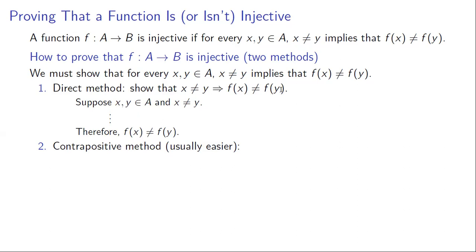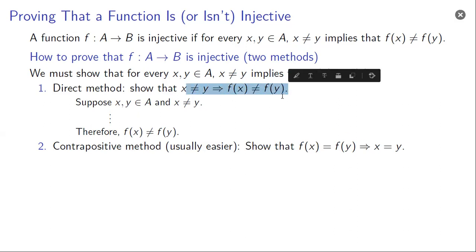All right, so here's where things that we learned a few weeks ago come back. What is the contrapositive of this conditional statement? Well, here it is. We want to show that if f of x is equal to f of y, then x is equal to y. Okay, so think about it. Make sure you understand why the contrapositive of this is this.